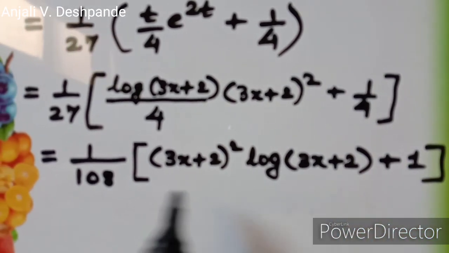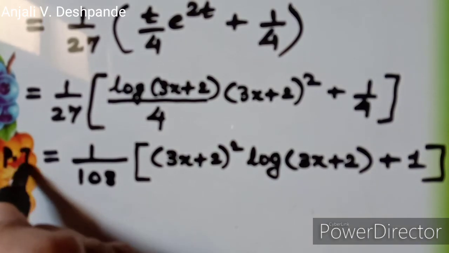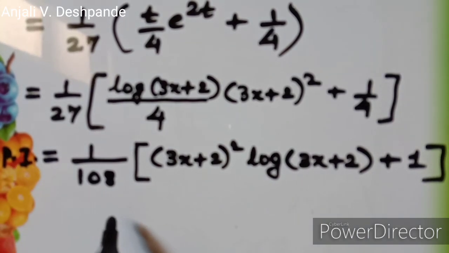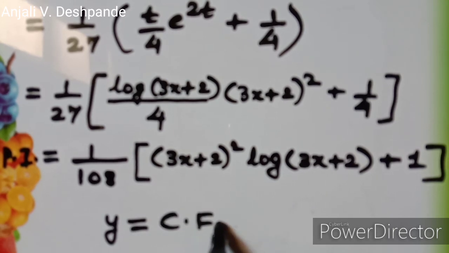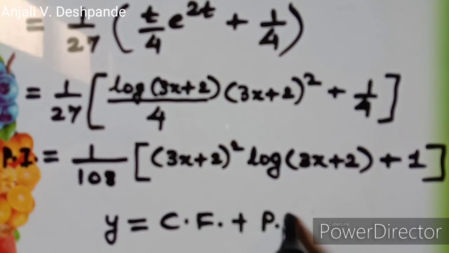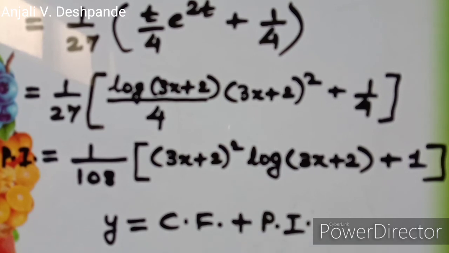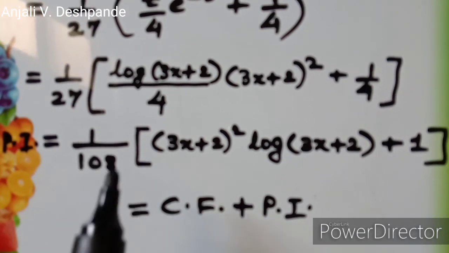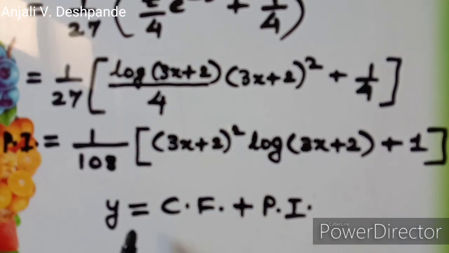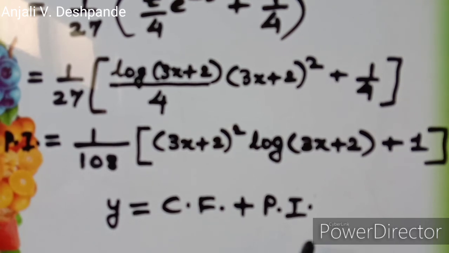So we have found both the CF and the PI, and now you just have to add the two. So y is equal to CF plus PI, that will give you the complete solution. So look at the CF value which was found earlier, and this is the PI value. Adding both of them will give you the complete solution of this Legendre's linear differential equation.